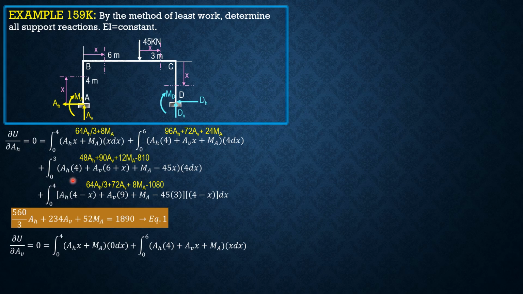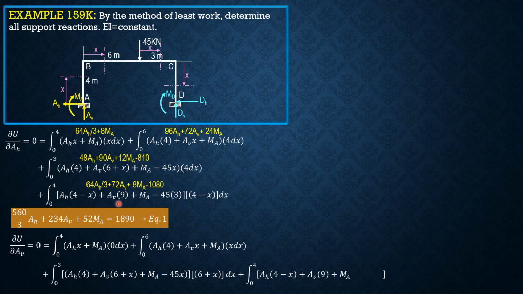0 to 4, copy. Integral 0 to 3 of 4AH plus AV quantity 6 plus x plus MA minus 45x. Replace this by 6 plus x dx, the derivative of this moment equation with respect to AV. Then copy the moment equation plus integral 0 to 4. Copy. Then replace this part by 9 dx.